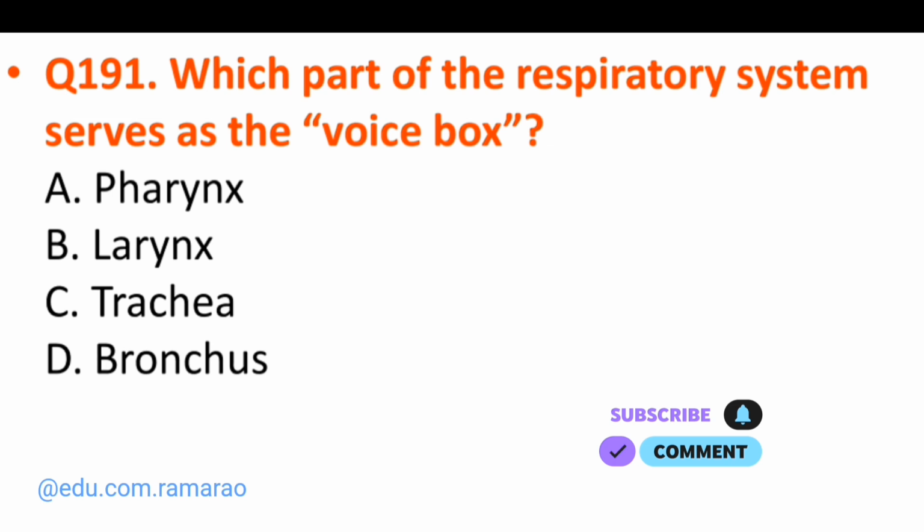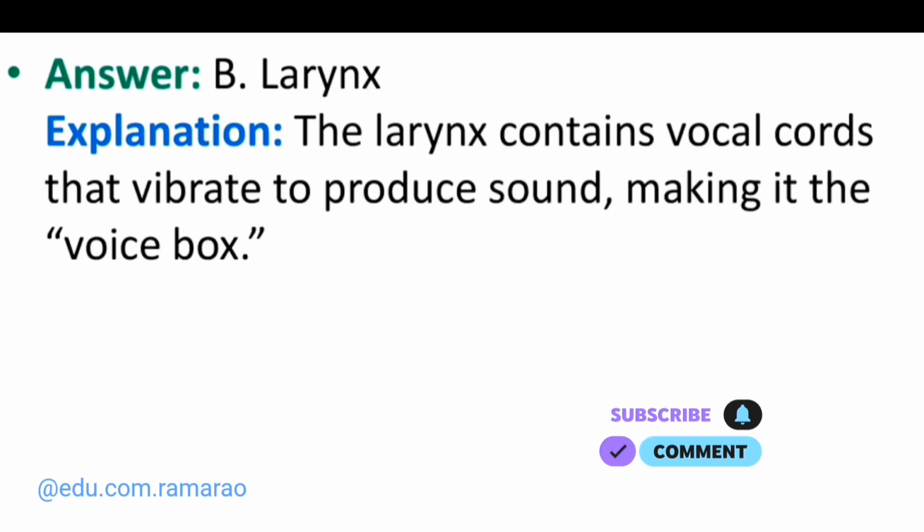Which part of the respiratory system serves as a voice box? Option A, pharynx. Option B, larynx. Option C, trachea. Option D, bronchus. The correct answer is option B, larynx. The larynx contains vocal cords that vibrate to produce sound, making it the voice box. The next question.